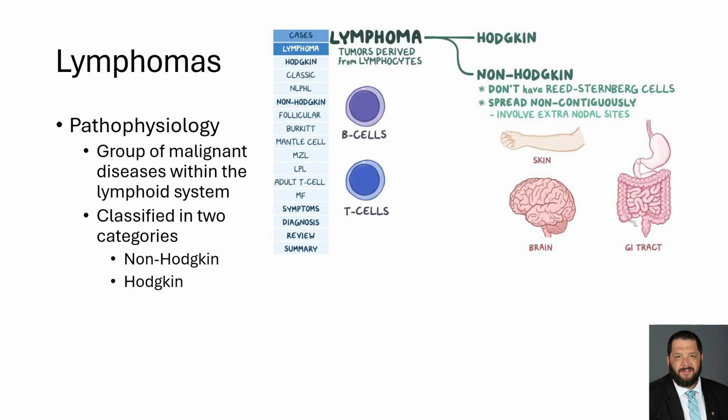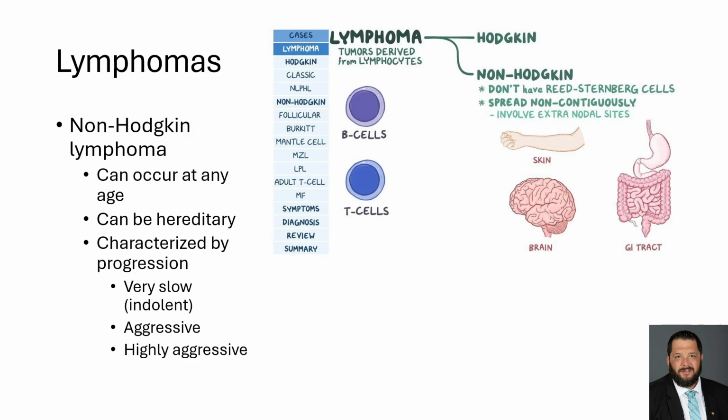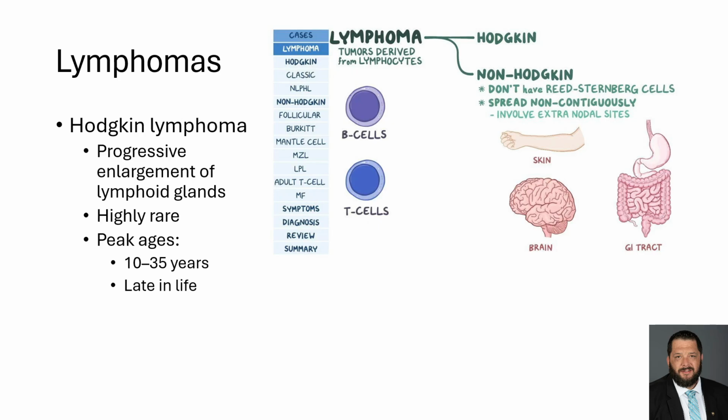Lymphomas are a group of malignant diseases within the lymphoid system, and they're categorized into two categories, either non-Hodgkin's or Hodgkin's lymphoma. Non-Hodgkin lymphoma can occur at any age and can be hereditary. It's characterized by an indolent, or very slow, progression, or it can be aggressive or highly aggressive, depending on the patient's presentation. Hodgkin's lymphoma is a progressive enlargement of the thyroid glands. It's very, very rare, and peak ages are 10 to 35 years and then way late in life.